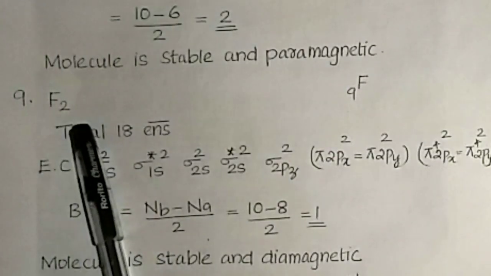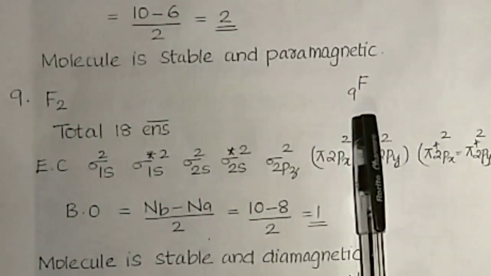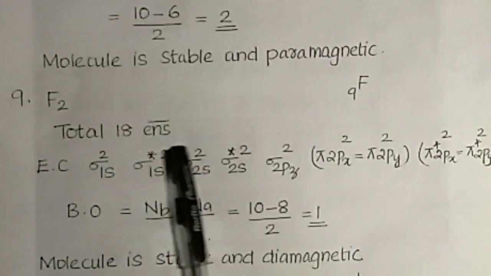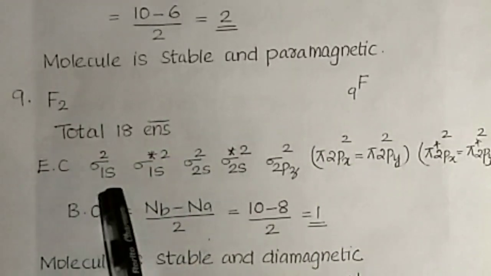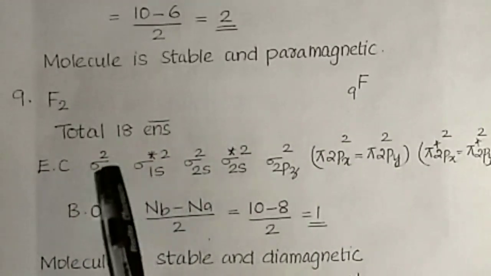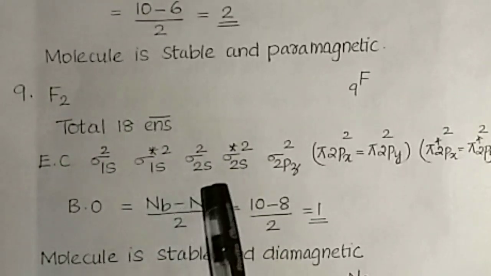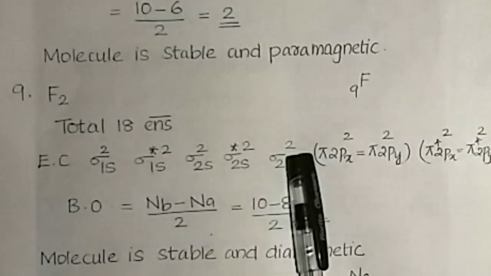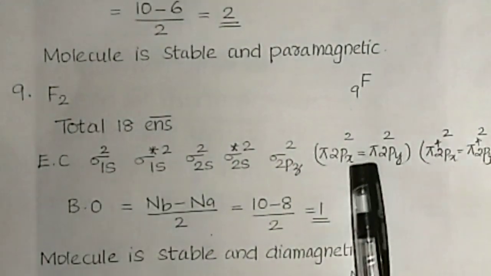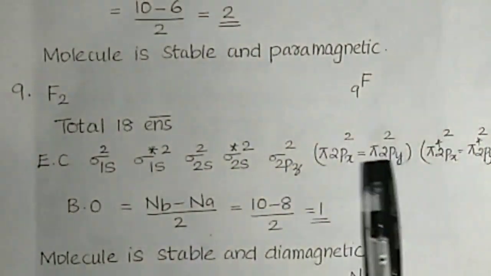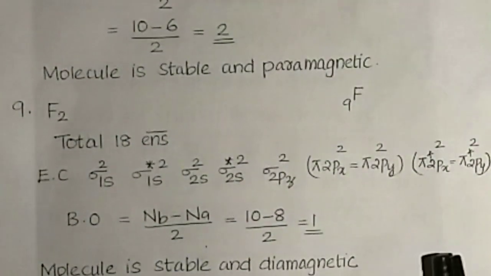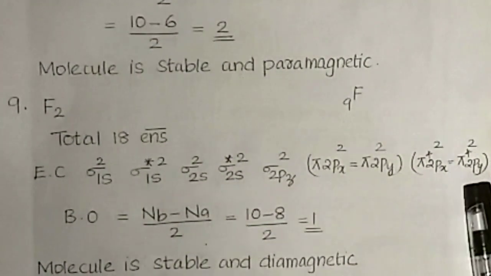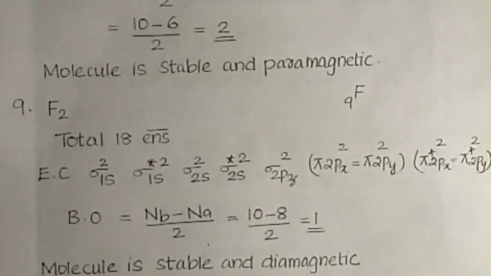Then the next one is the fluorine molecule. Fluorine atomic number 9, so total 18 electrons are there. Electronic configuration: sigma 1s2, sigma star 1s2, sigma 2s2, sigma star 2s2, sigma 2pz2. Then pi 2px equals pi 2py, each consisting of 2 electrons. Then pi star 2px equals pi star 2py, each consisting of 2 electrons.